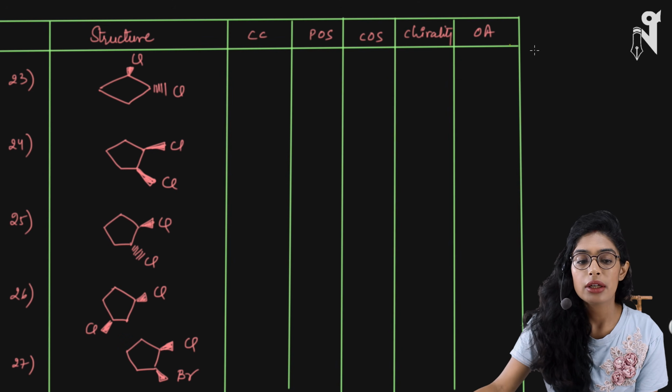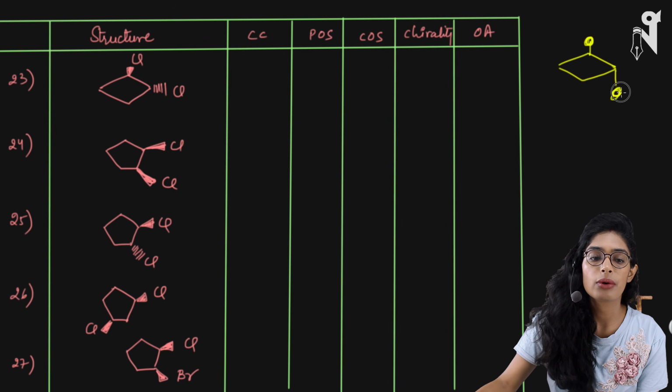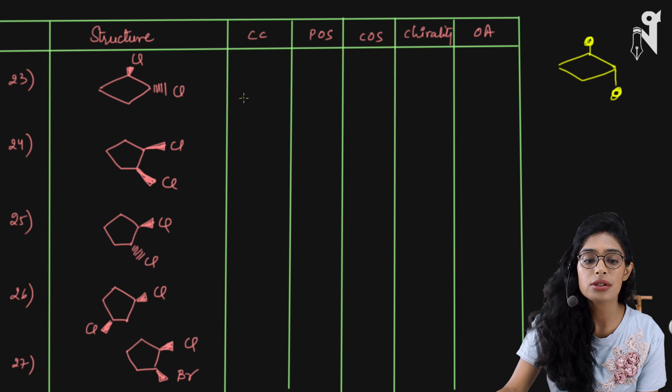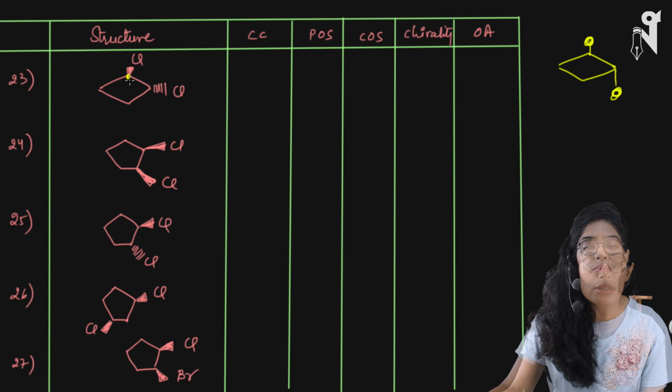Now we have again the group where you have two chlorines present. One is towards the viewer, one is away from the viewer, right? Does this molecule have chiral centers? In the previous one there were chiral centers. Yes, we have chiral centers over here.